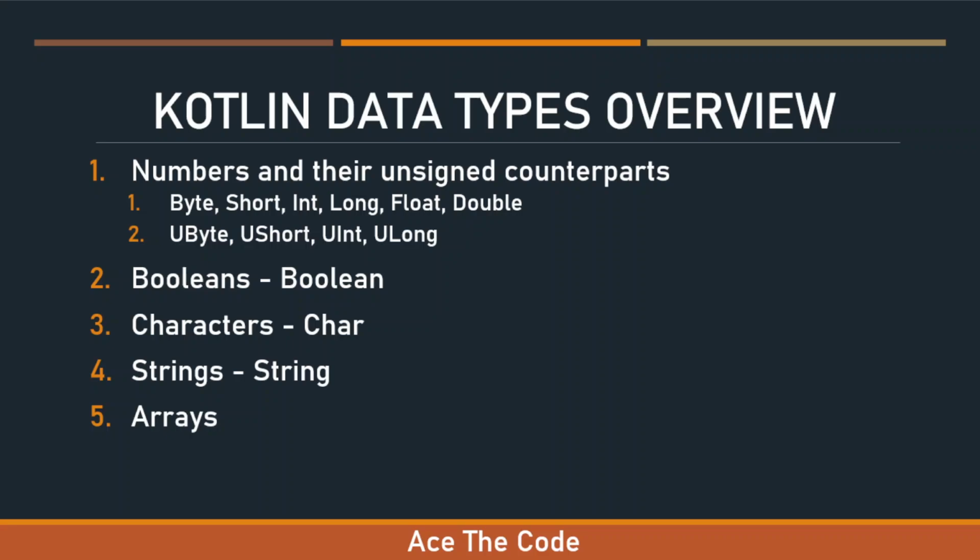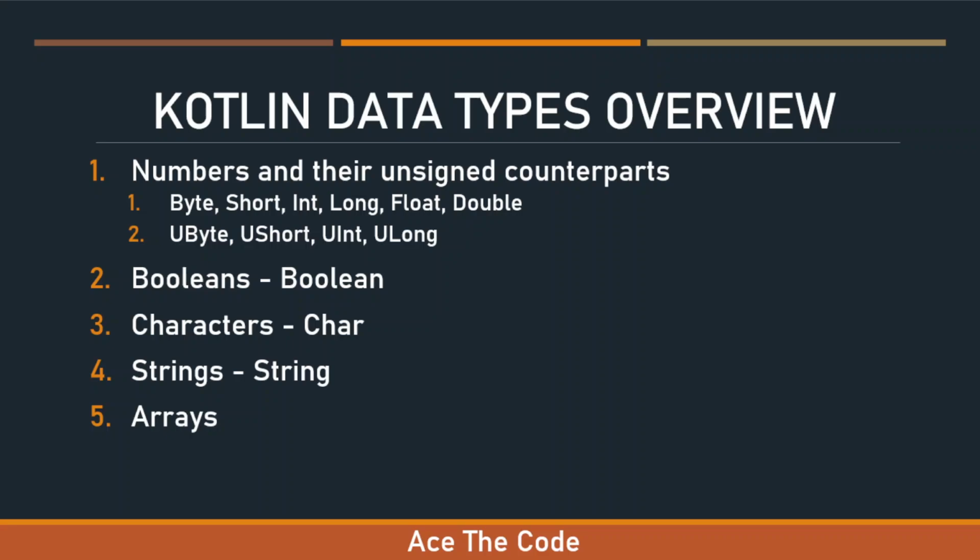Taking this point into consideration, we have numeric data types and their unsigned counterparts. In numeric data types, for integer type variables, we have byte, short, int, and long. These are the same as Java data types. We also have their unsigned counterparts: for byte we have ubyte, for short ushort, for int uint, and for long ulong. U stands for unsigned. It means that we will be able to store only positive values, from 0 to the positive range.